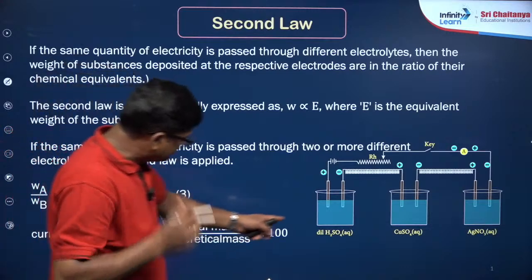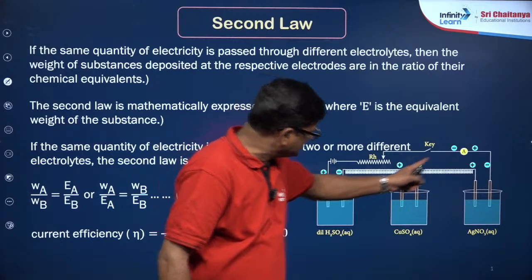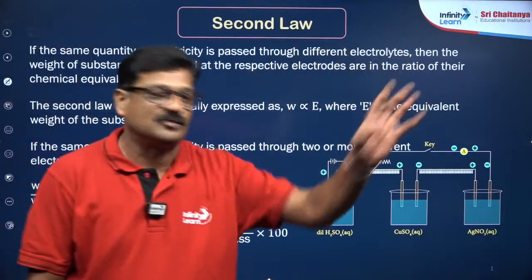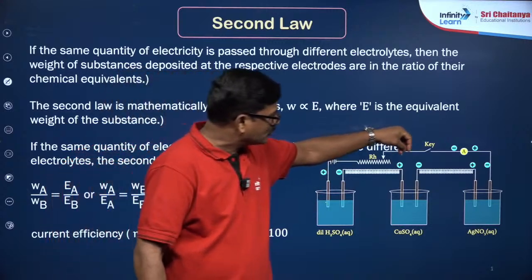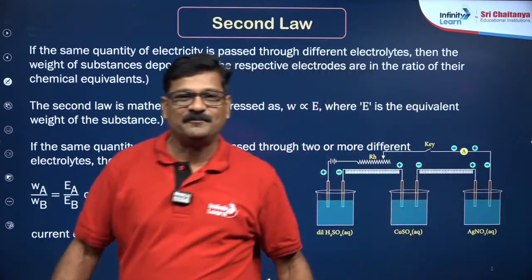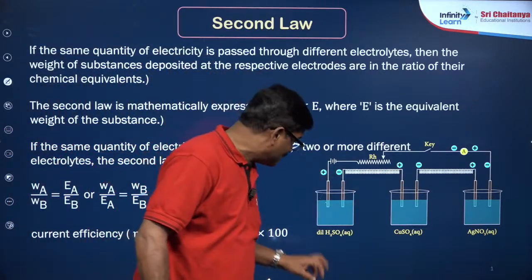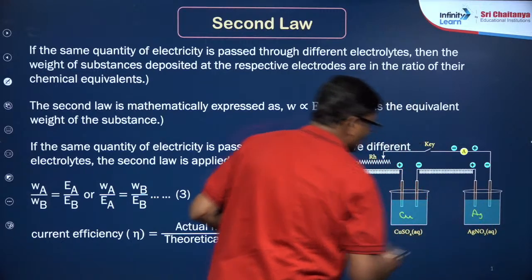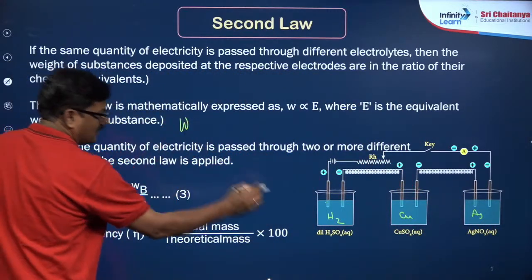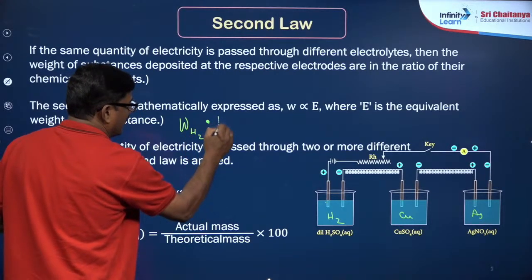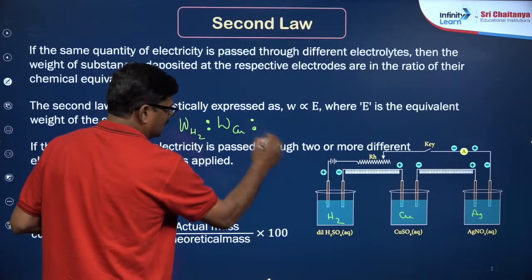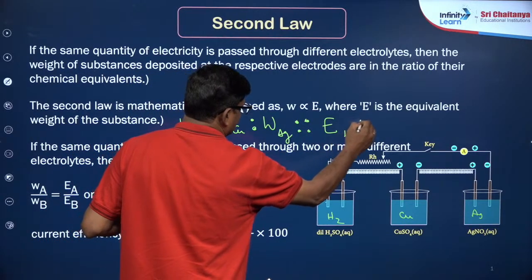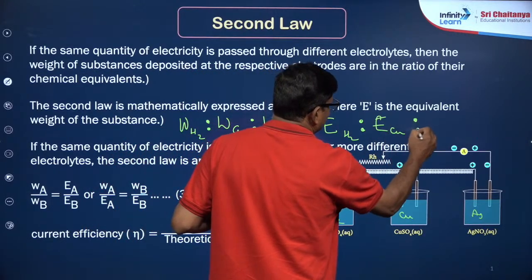Now, this is an electrolyte, this is another electrolyte, this is another electrolyte, and these electrolytes are connected in series. In physics, if connected in series, the quantity of charge passed is the same through each. So when equal quantities of charge are passed, suppose hydrogen is deposited here, copper is deposited here, silver is deposited here. So what does this say? The weight of hydrogen deposited is to the weight of copper deposited is to the weight of silver deposited in the ratio of the equivalent weight of hydrogen is to the equivalent weight of copper is to the equivalent weight of silver.